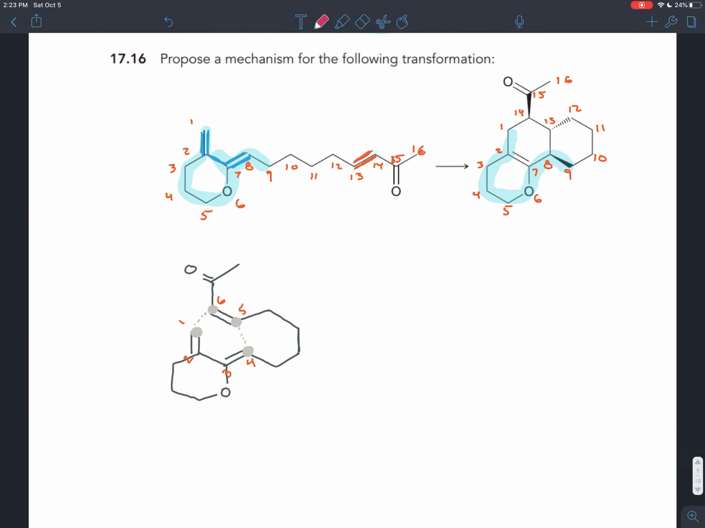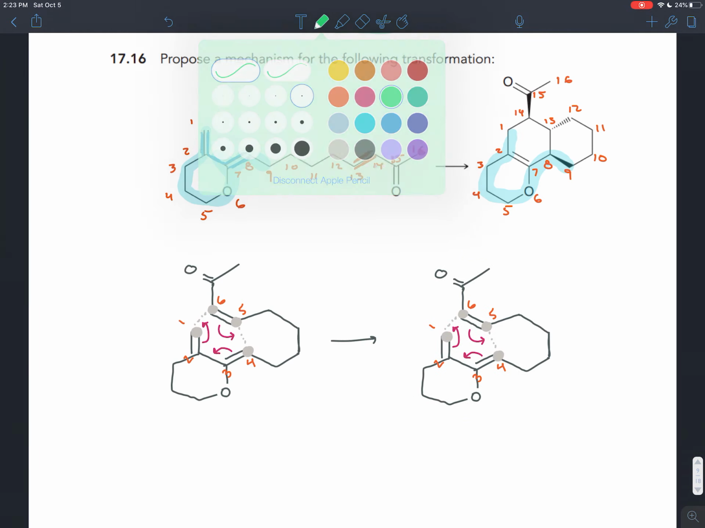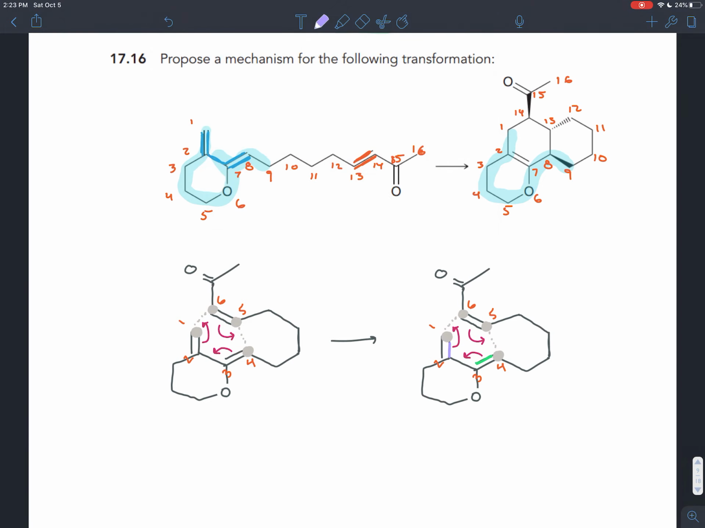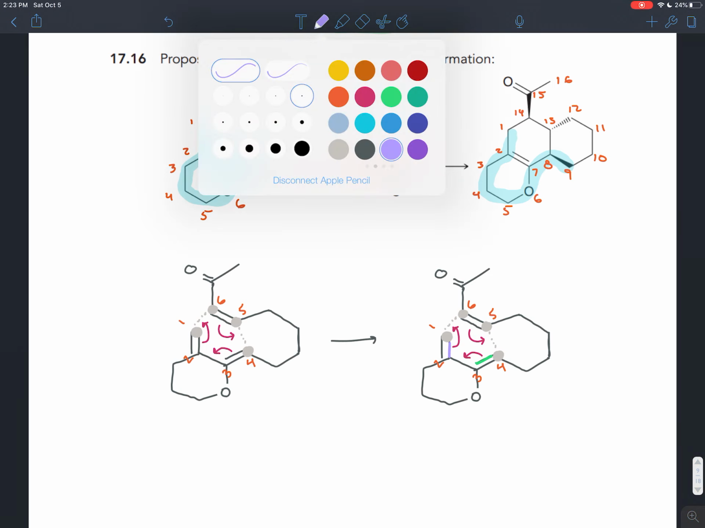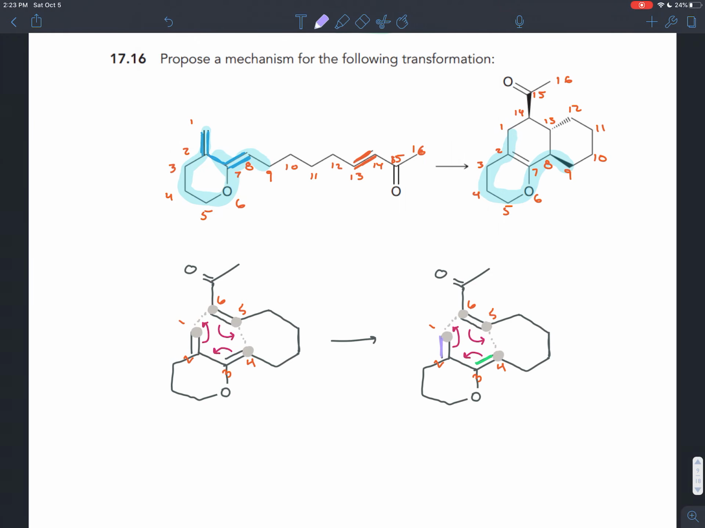And then you would move each of those pi bonds around. I'm going to move them around clockwise. So notice when you do that, I'll just color these pi bonds so we can keep track of them a little bit more easily, and then a blue one here.